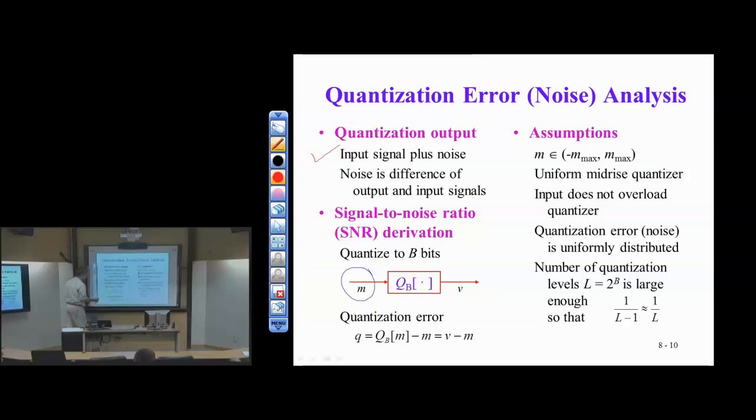So the quantization output will be this input signal plus noise. Right? So the output will be essentially the input plus some random offset to make it to one of those quantization levels. And the noise here is the quantization noise, and this is the difference between the output and the input signals. There are a lot of assumptions in getting this formula. One of the assumptions is that the noise, which is the difference of output and input, is statistically independent of the input signal.